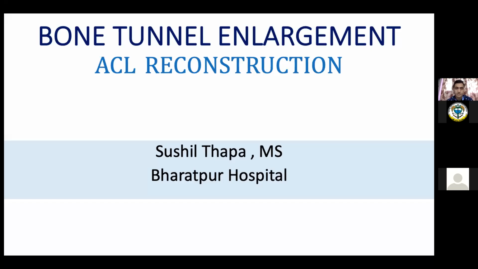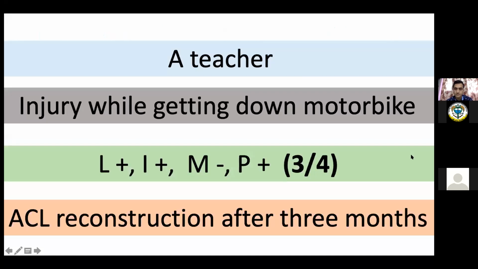A brief overview about the tunnel enlargement. Our patient was a 35-year-old teacher. He gave a history of injury while getting down from a motorbike, while parking it. The Lachman index was 3 out of 4, and we performed ACL reconstruction 3 months after the injury.